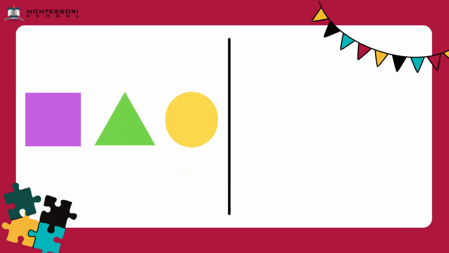Can you take a look carefully, friends? Can you see that there are several shapes? Do you know the shapes? Purple square, green triangle, yellow circle. Now let us make the pattern together.